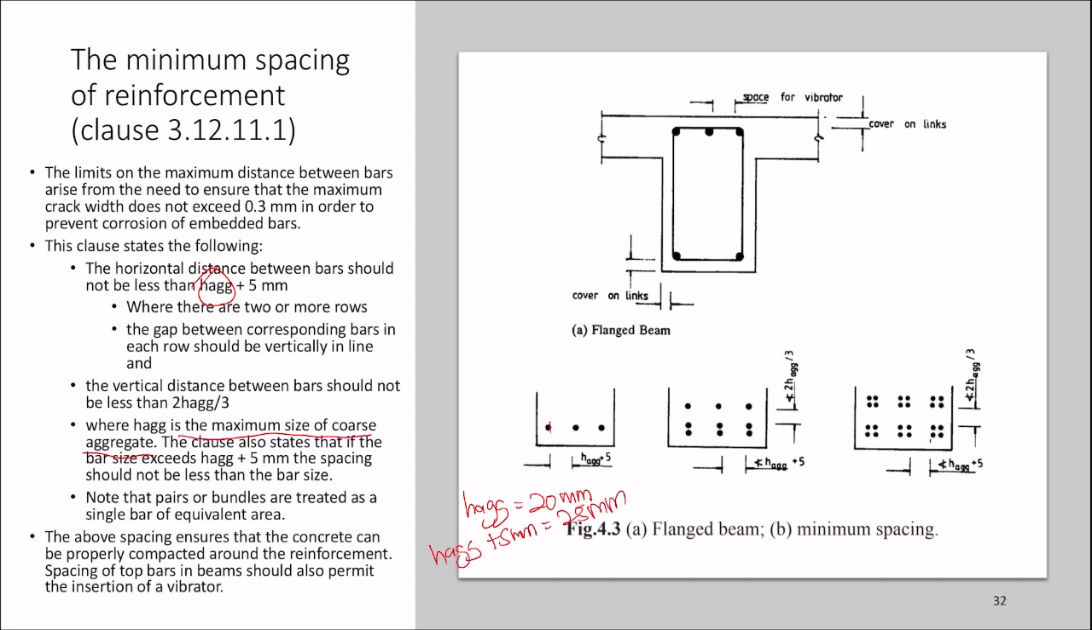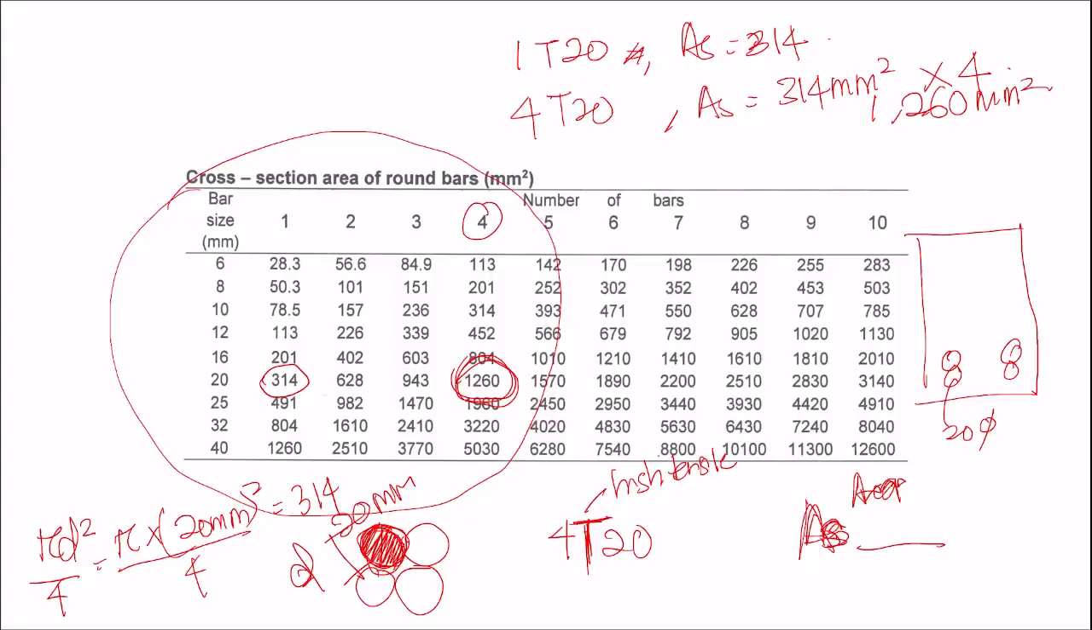Let's say you design and you get 26. Okay, since it is bigger than HAGG plus 5 mm, it cannot be less. Bar size, if you look at the bar size, the standard doesn't change. It is always 6, 8, 10, 12, 16, 20, 25, 32, 40. If you want a size other than these, you have to order it.